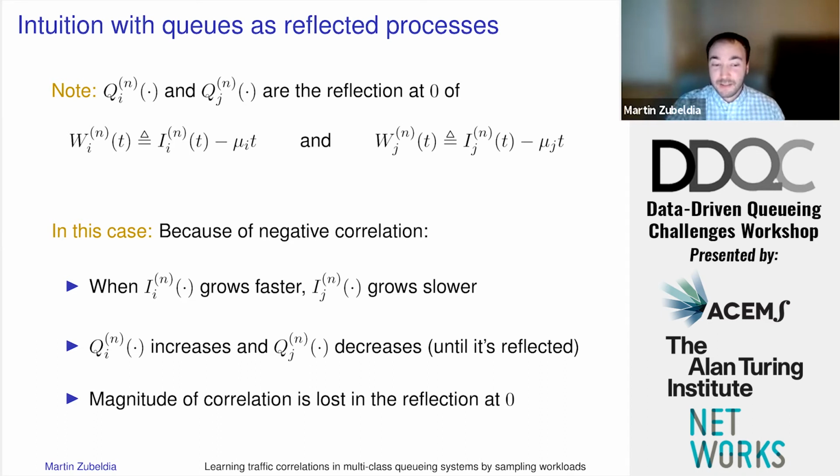And what happens here is that the magnitude of the correlation is lost in this reflection at 0, because you don't know how much you had to push it upwards for it to stay at 0. You only see that it stays at 0. Maybe you had to push it a little bit because they're weakly correlated, or maybe you had to push it a lot because they're highly correlated. But this correlation gets hidden in the reflection at 0, in this non-linearity of queueing. So those are the intuitive explanations that we had.